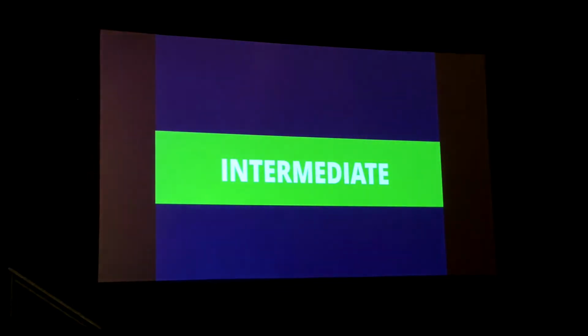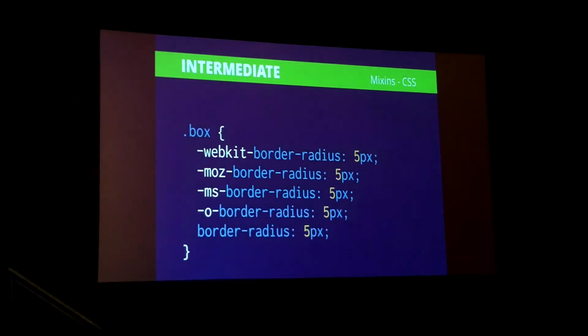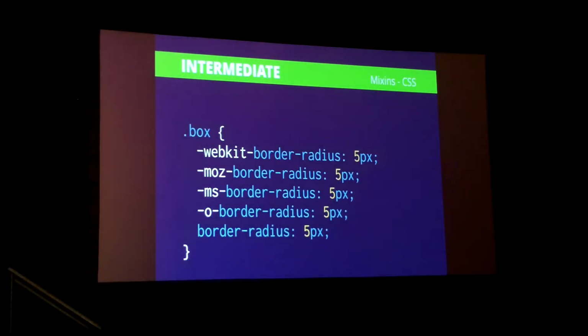So let's move up a level and talk about some of the intermediate things that we can get out of the preprocessors. Mixins are amazing. Who enjoys writing vendor prefix files? Only Darcy. What? Nobody enjoys writing vendor prefixes. It's such a pain. So mixins are a great way to encapsulate bits and pieces of CSS that you want to reuse over and over again.